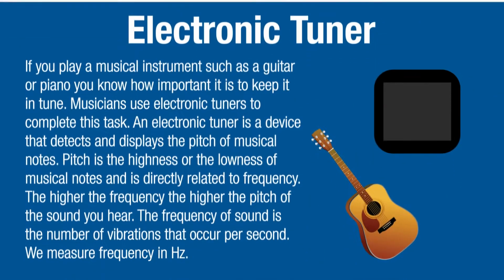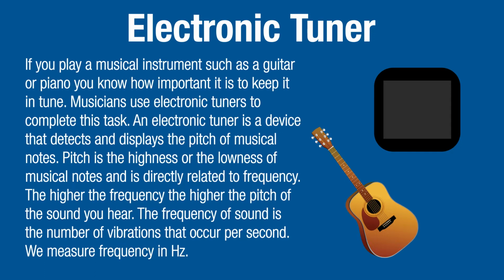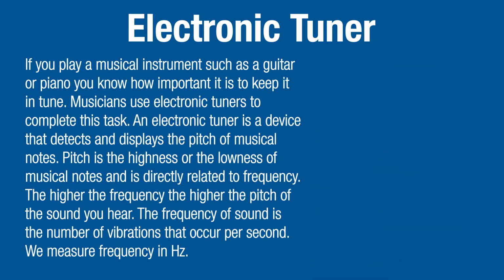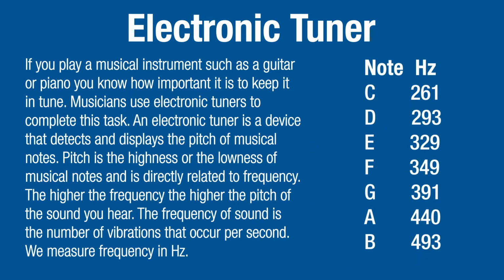If you play a musical instrument such as a guitar or piano, you know how important it is to keep it in tune. Musicians use electronic tuners to complete this task. An electronic tuner is a device that detects and displays the pitch of musical notes. Pitch is the highness or lowness of musical notes and is directly related to frequency. The higher the frequency, the higher the pitch of the sound you hear. The frequency of sound is the number of vibrations that occur per second, and we measure frequency in hertz.